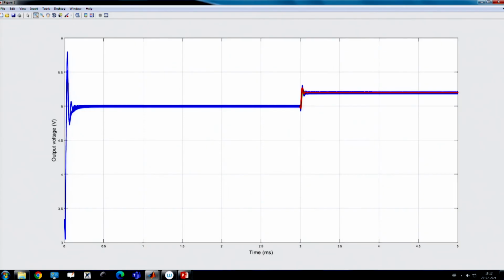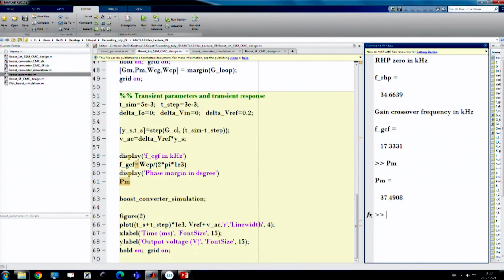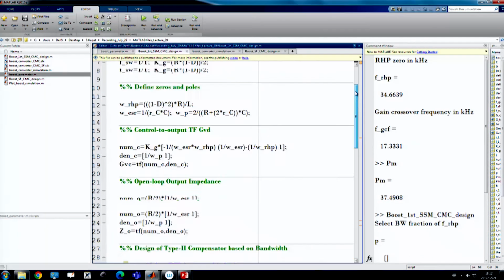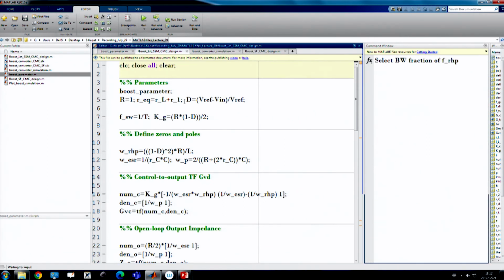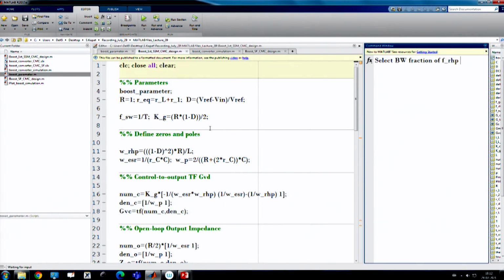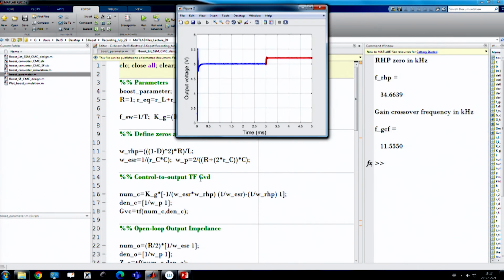So, here now we will first design using output feedback control, and we want to first achieve 1/3 of the RHP zero. So, this is my response, right.